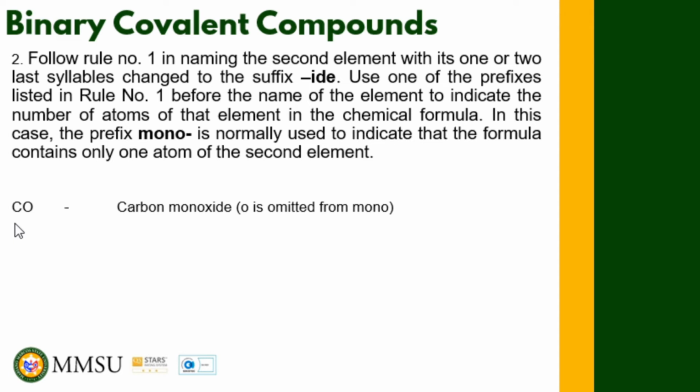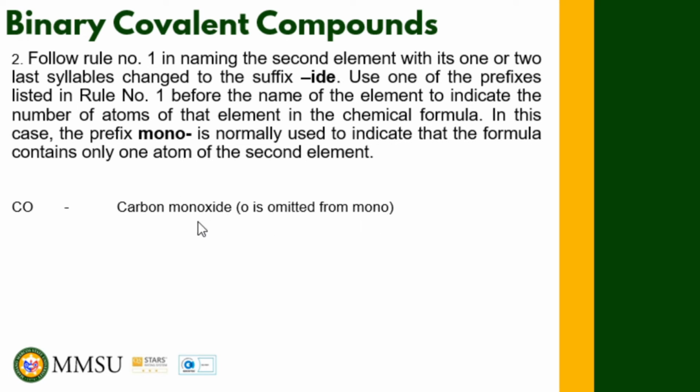So, sabi natin that pag 1 yung subscript for the first element, just name as it is yung name niya. Carbon, and then 1 yung subscript for the second element. So, mono, and then yung root word, ox, and then IDE. Add IDE as a suffix. So, the O is omitted from mono.